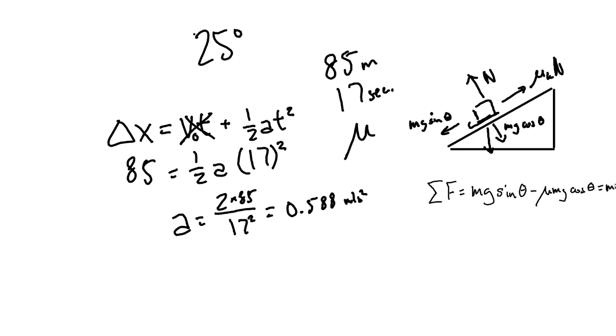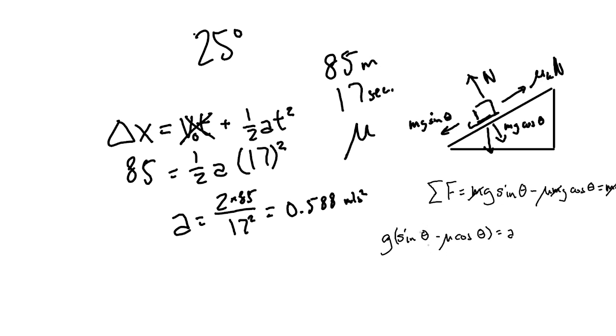Haha! This is where the magic of that mass thing comes in, because we can just cross out mass on all sides. So our equation is going to be g times sine of theta minus mu cosine of theta is going to be equal to our acceleration, right? And if we just plug all this in, we know that g is 10 because of the magic of the F equals ma competition.